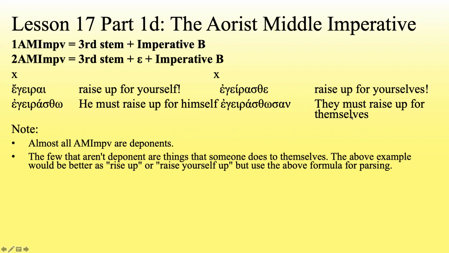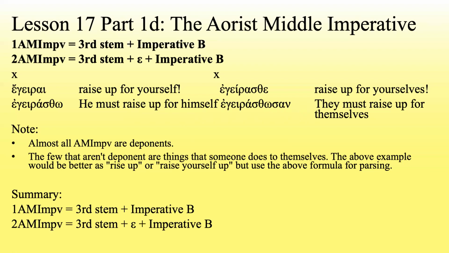But use this formula for parsing, but for actual translating, try to smooth it out and make it make sense better in English. So summary: first Aorist middle imperative, third stem plus imperative B ending; second Aorist middle imperative, third stem plus epsilon plus imperative B ending.